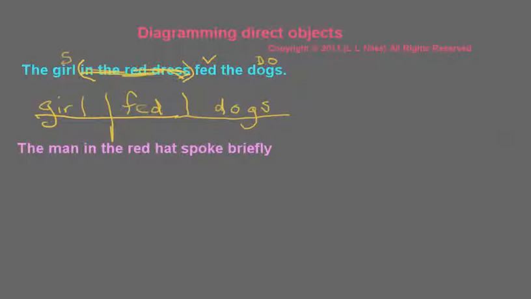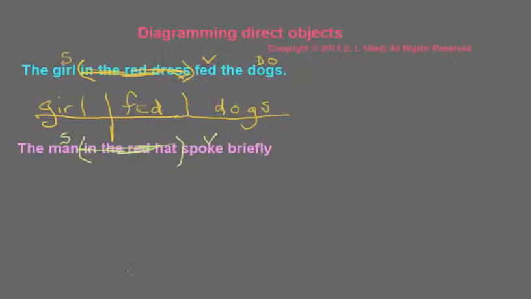All right. The man in the red hat spoke briefly. This is a very important one to pay attention to, even though it looks just real simple and easy. It's not that it's hard. Okay, do I have any prepositional phrases? Yes, I do. In the red hat. Get rid of it. Okay. What's the action? Spoke. Who or what spoke? Man.